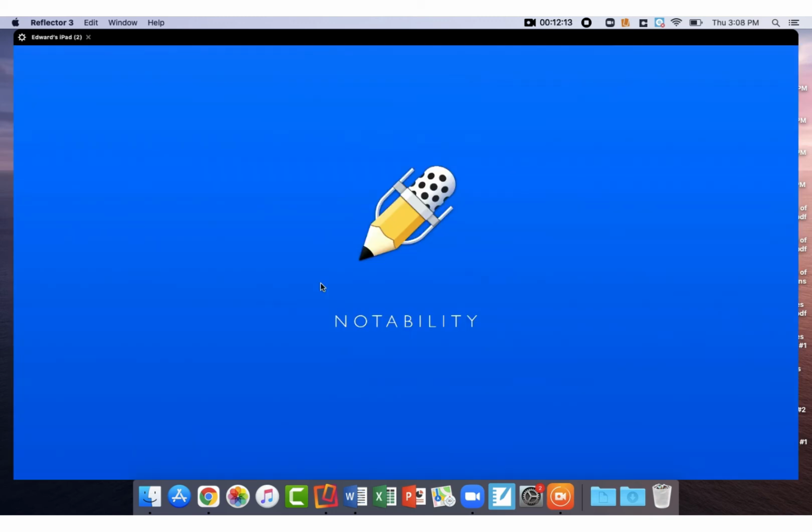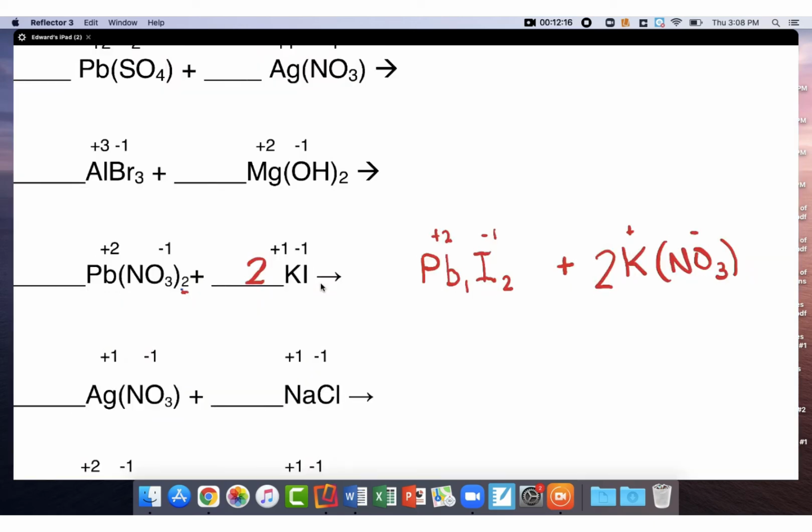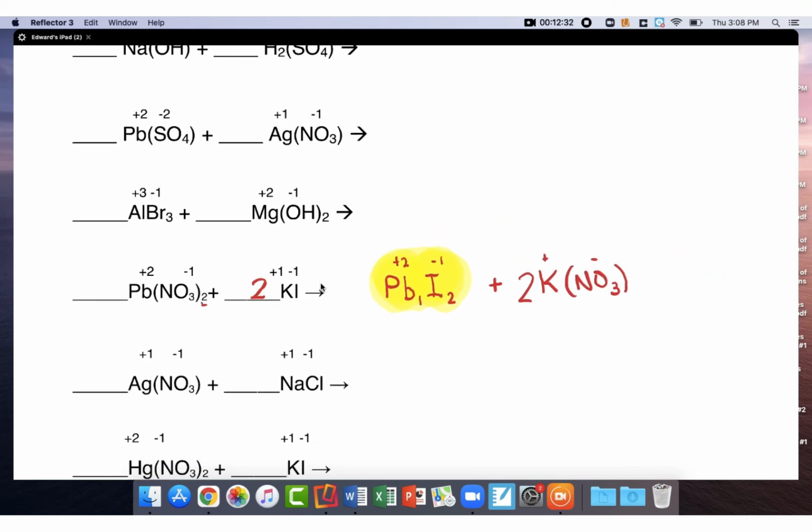Now what we're going to do is circle it. And you know what? I'm going to do better. I'm going to highlight it in lead iodide yellow. Ooh, look at that. And we know that's our precipitate. Okay, so let's go back through this again.